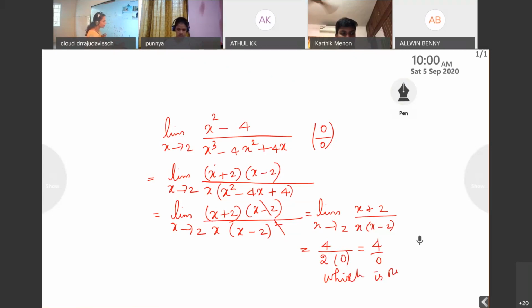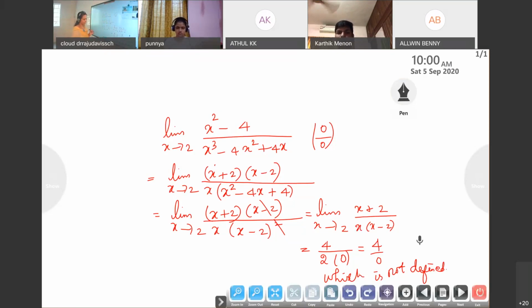In some rare cases we will get this form. In most cases when we factorize, the common factors get cancelled and we will be able to get limits. But here we are getting 4 by 0. Anything by 0 is not defined. So the limit is not defined in this case. Is it clear, children? Yes, ma'am.